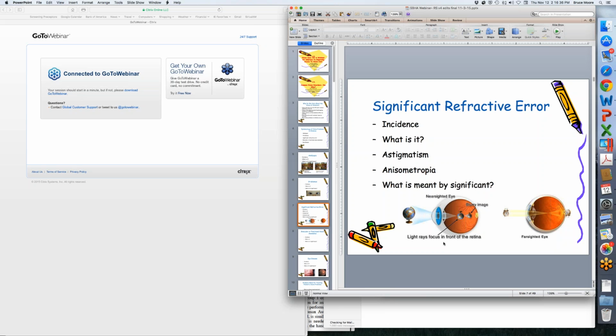Anisometropia refers to unequal refractive error, where one eye has a higher refractive error than the other eye, and that is a prime cause of amblyopia. It's most typically associated with hyperopia, farsightedness, and or astigmatism. This is a major concern for pediatric eye doctors. We look for this, and we need to do something about it. Significant refractive error simply means, is it high enough to cause a problem? If it's not high enough to cause a problem, then frankly it's not a problem.